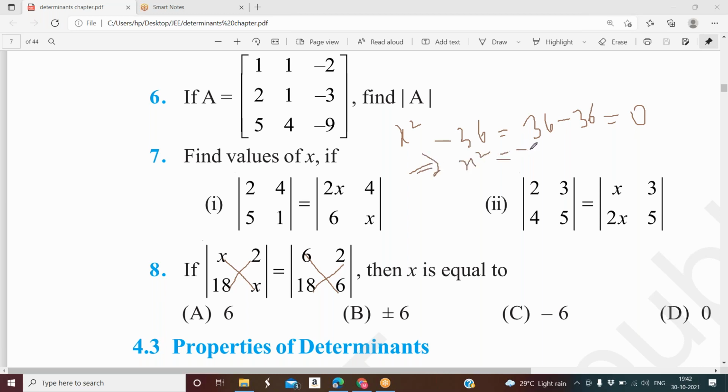Value of x square equal to 36. So x square equal to 36 means x equal to plus or minus 6. When you square plus 6, you will get 36. When you square minus 6, you will get 36. So x values are plus or minus 6. So the answer is B.